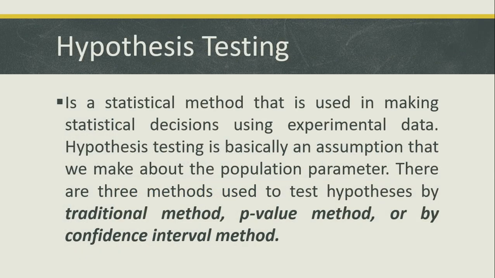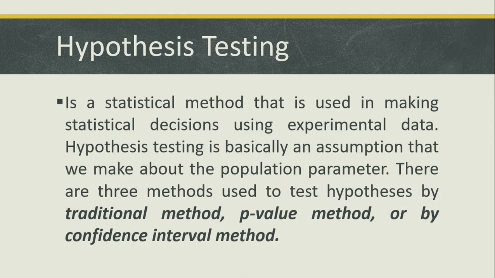When we say hypothesis testing, this is the method we use for statistical decision. We will not just make a decision because of what we saw. We will base it on the numbers we gathered, of course using experimental data. Hypothesis testing is basically an assumption that we can make about the population parameter. So there is still the word assumption, so it is not 100% sure. Out of the population, we just get a part, a sample. Then from that sample, we can conclude, but again, that conclusion is not literally 100% sure, because it is also just an assumption.